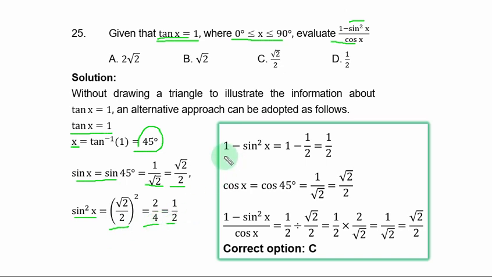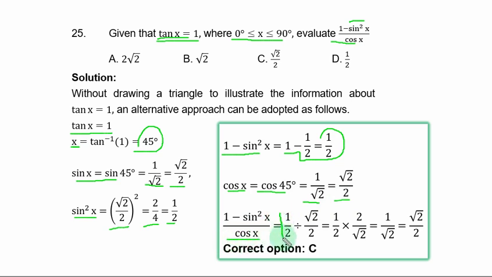Now let's get 1 minus sin² s. That is 1 minus 1 over 2. It is equal to 1 over 2. We get cos s to be cos 45 degrees. That is 1 over root 2. When rationalized, you have root 2 over 2. This is the whole expression.